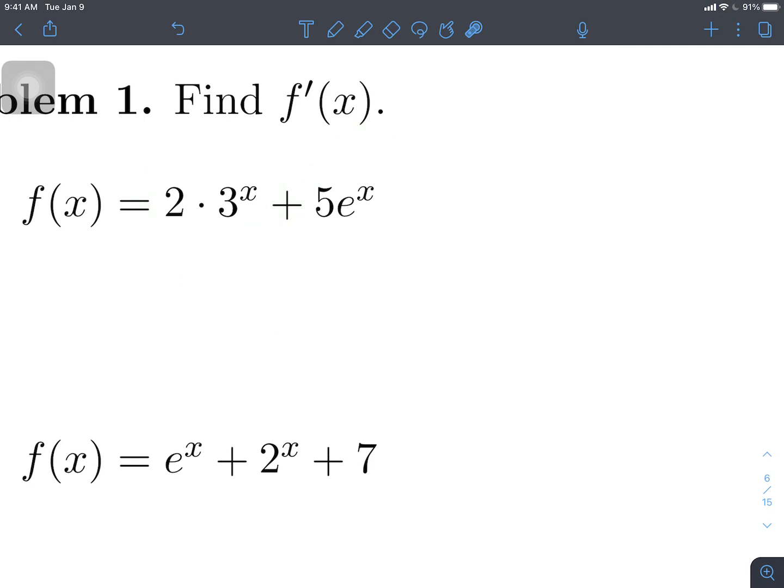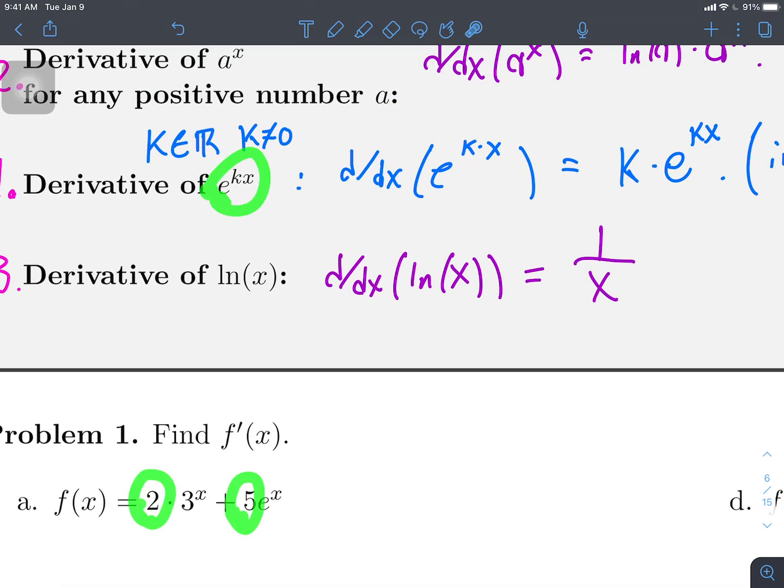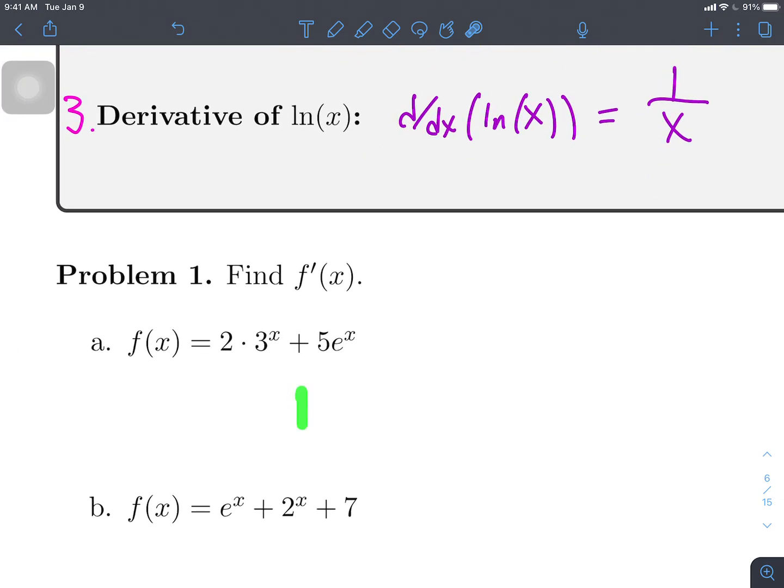The second rule that we're using from the previous section is that these constants are just going to hang out. Okay, we learned how to do the derivative of e to the x, but we didn't learn how to do the derivative of 5e to the x. However, we did learn that the derivative of a number times a function, the number just hangs out and we do the derivative of the function. Okay? So the first part, I'm going to start on the right since we learned that rule first. Okay, so 5 times e to the x, the 5 just hangs out.